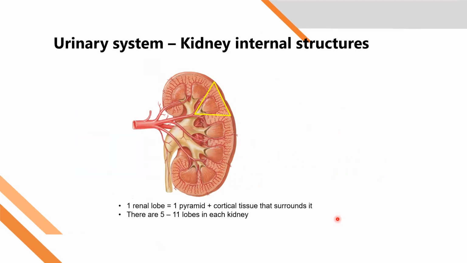Okay. The kidney internal structures consist of renal lobes. See, this is one renal lobe, made of one pyramid and cortical tissue surrounding the pyramid. So this is the pyramid or the medulla, this is the cortex, and this is the medulla. There are 5 to 11 lobes in each kidney.